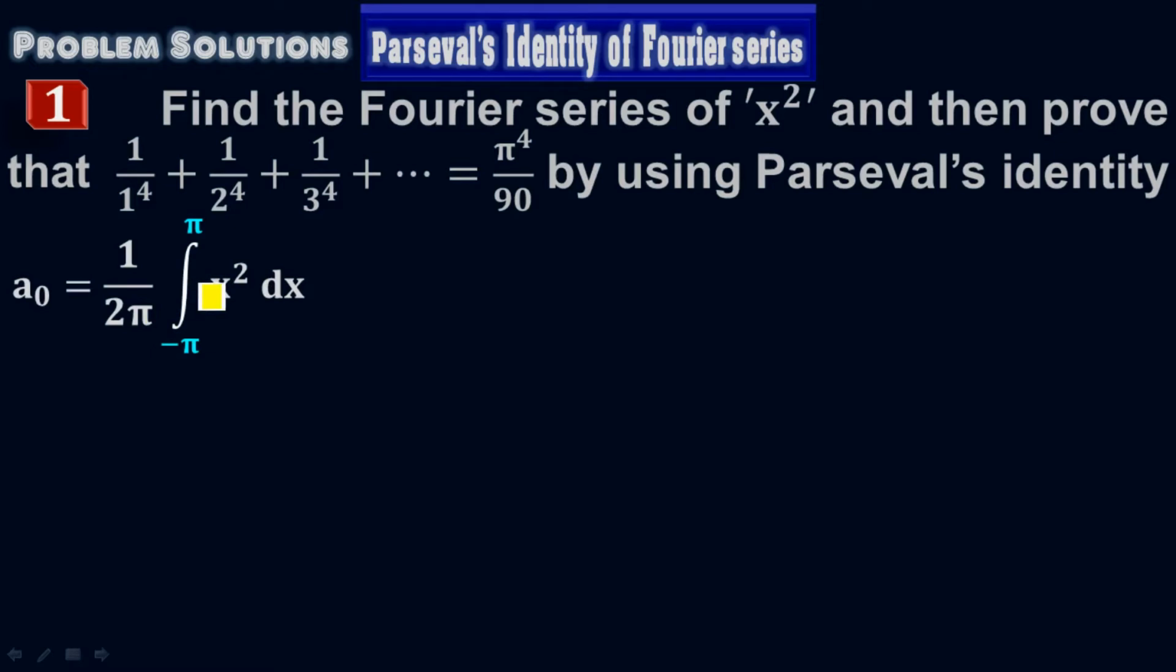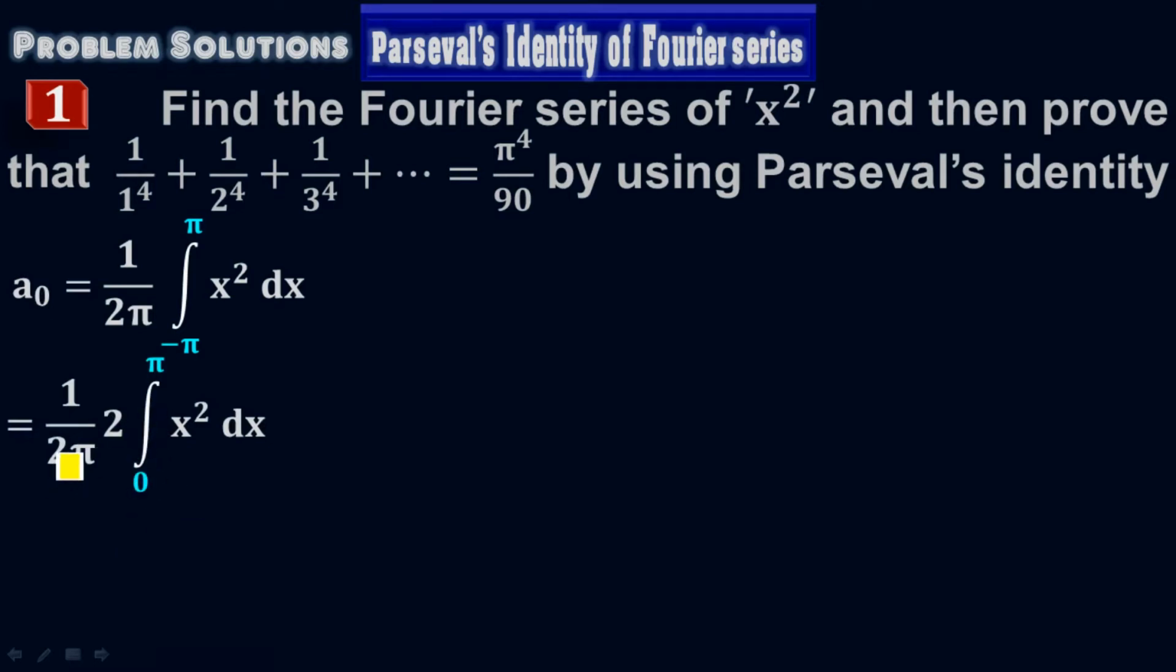But before we go for the integration, we want to make the lower limit equal to 0 and the upper limit pi, and then we're going to multiply it by 2. Why? Because it is an even function. So I can write 1 over 2 pi times 2 into integral of x squared dx. I made the lower limit equal to 0 and then multiplied it by 2.